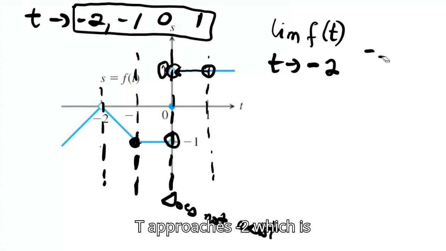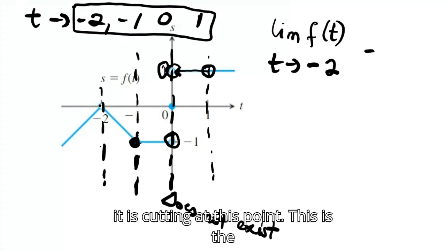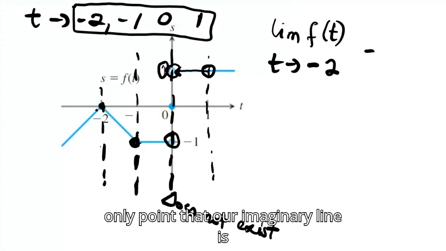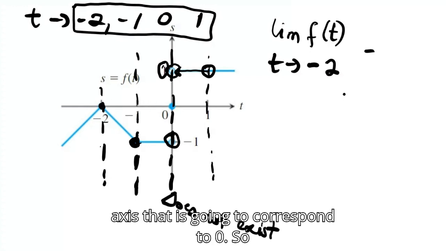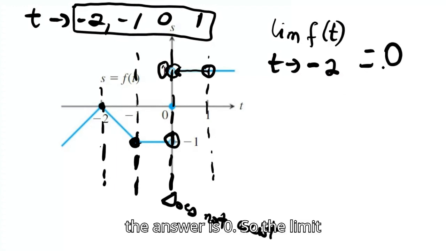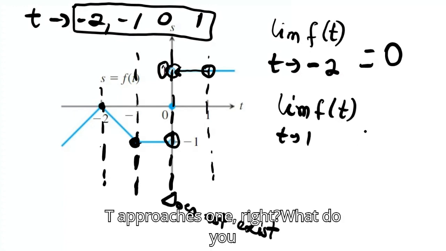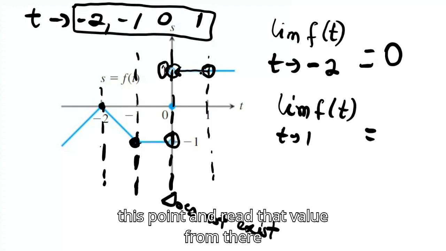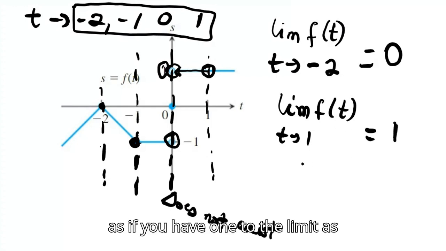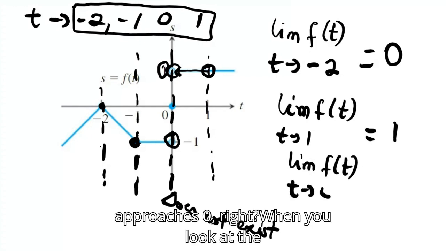As t approaches -2, what do we have? You go to -2, which is here, and we see that it is cutting at this point. This is the only point where our imaginary line cuts the blue graph. So we read that value on the y-axis, and that corresponds to 0. So the answer is 0. The limit of f of t as t approaches 1, right? 1 is here. The imaginary line cuts the blue line only at this point, and we read that value from the y-axis. We have 1.